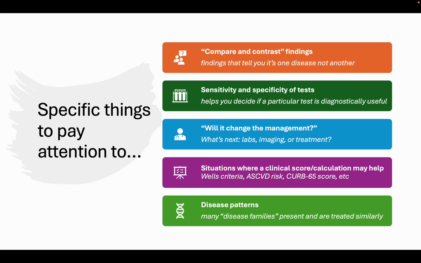And then finally, I talked about this already as well, but pay attention to disease patterns. So things that present similarly and are treated similarly. So a great example is cancers. For the most part, any solid organ cancer, we treat and diagnose somewhat similarly. So by that I mean, usually we need a tissue diagnosis, we need imaging, and then the treatment options include surgery, radiation, and/or chemo.